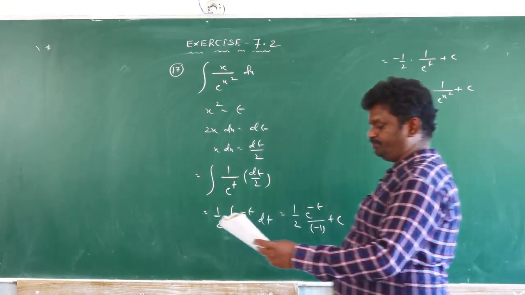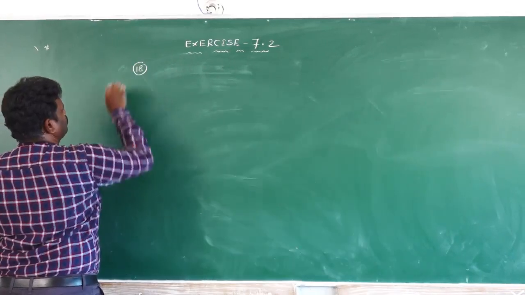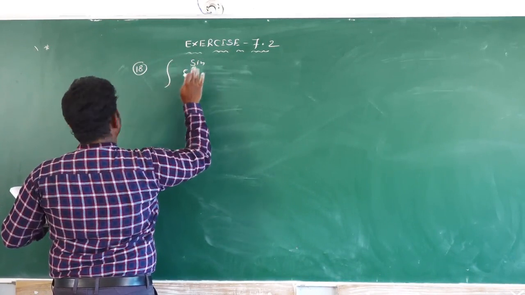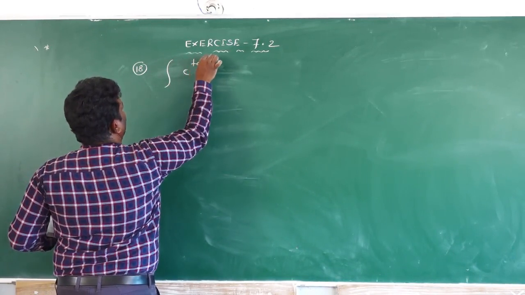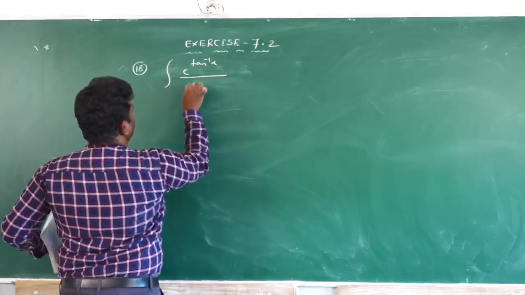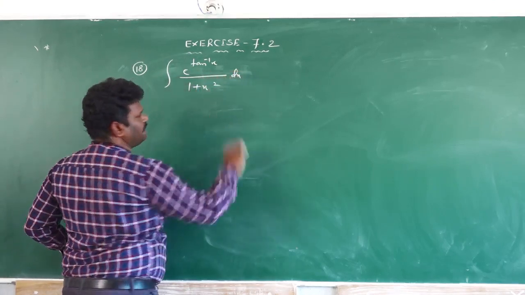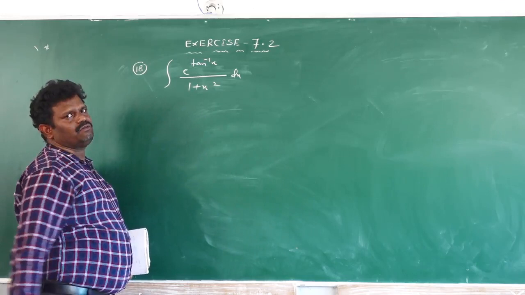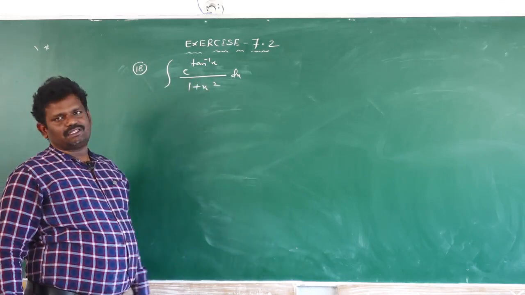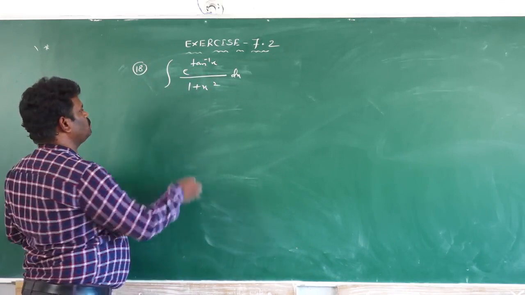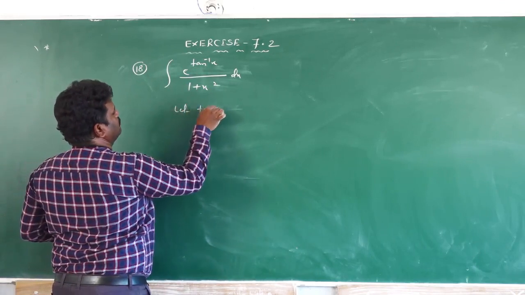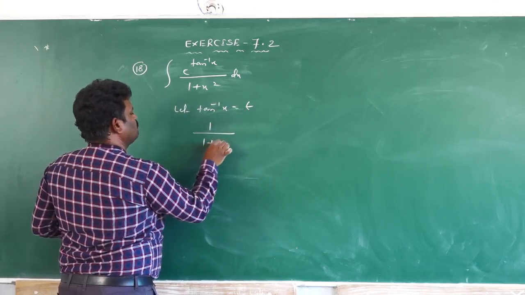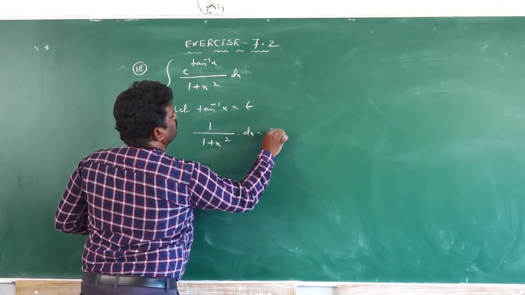Next, 18th: integral e power tan inverse x by 1 plus x square dx. Here we easily understand which substitution to use. The denominator is 1 by 1 plus x square, so we take tan inverse x. Let tan inverse x be equal to t. Now what is the derivative of tan inverse x? 1 by 1 plus x square into dx is equal to dt.